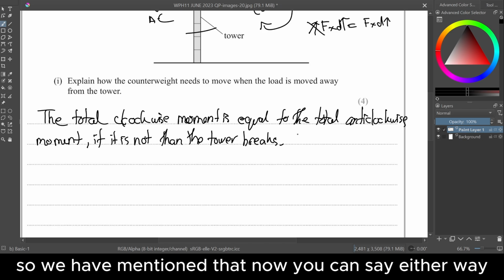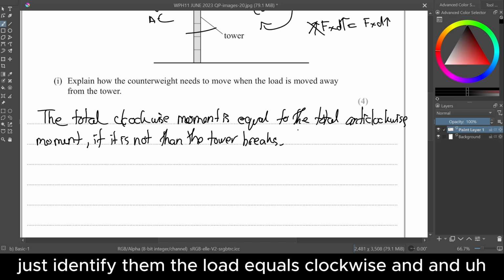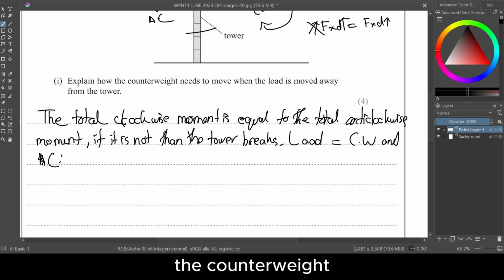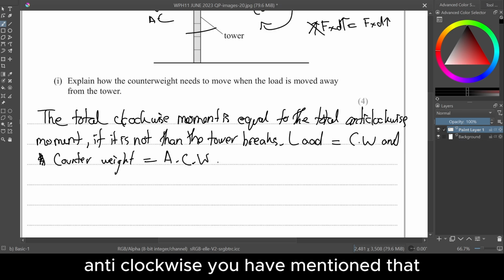Now you can say either way which is clockwise and which is anti-clockwise. Just identify them. The load is clockwise and the counterweight is anti-clockwise. You have mentioned that.